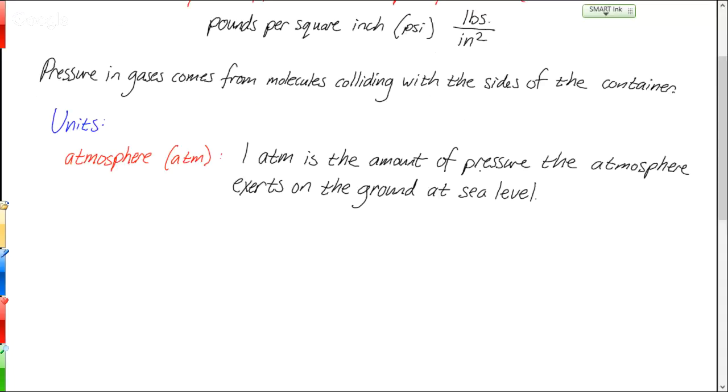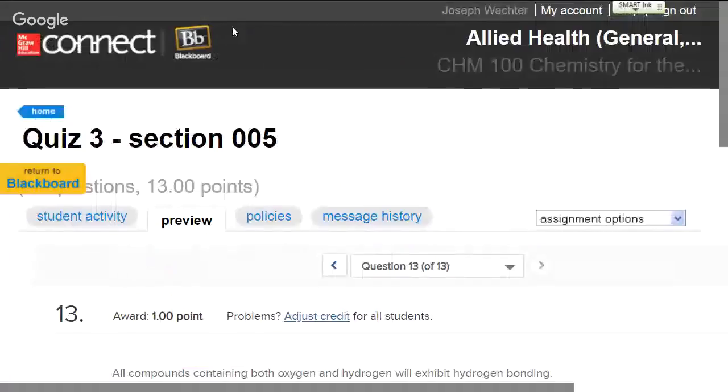Okay, another unit is millimeters of mercury, which is sometimes called torr. This is a weird unit because it looks like a length, because it's millimeters. But it's not a length, it's a pressure. And the reason it's a pressure is something called a barometer. Let me grab you a picture of that.